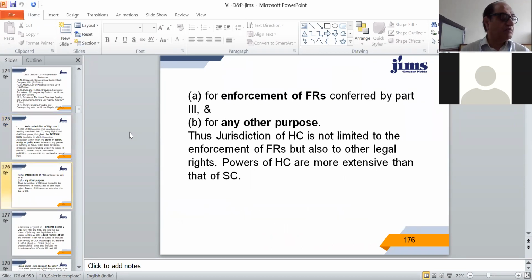And this writ jurisdiction of the High Court is available for enforcement of fundamental rights conferred by Part 3 and for any other purpose also. Thus, the jurisdiction of the High Court is not limited to the enforcement of fundamental rights, but also extends to other legal rights. Thus, the powers of the High Court are more extensive than those of the Supreme Court, because the Supreme Court has jurisdiction to issue the same 5 kinds of writs only on violation of fundamental rights, not otherwise.